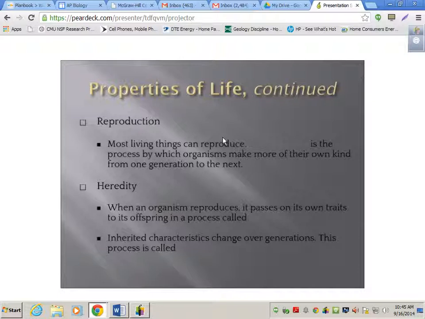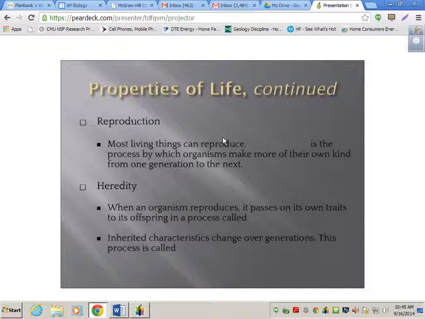Heredity is when an organism reproduces. It passes on its own traits to its offspring in the process called, what did I write there? Inheritance, but it should be called heredity. Okay? This means your offspring get it from your parents. That's all it means. Parents pass it on to their offspring. That's called heredity. We're going to be dealing with a topic in here called genetics.